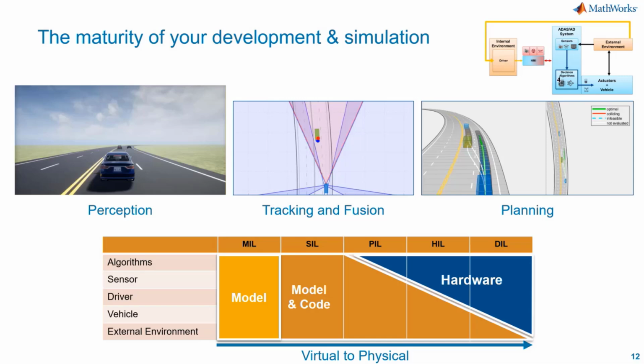And followed by software in the loop testing. In the software in the loop testing, we will generate the code and test the code with the models, right? And followed by PIL, processor in the loop, HIL, hardware in the loop, and DIL, meaning the driver in the loop, right? As we perform this MIL, SIL, PIL, HIL, and DIL, we will gain more confidence in the ADAS and AD system.